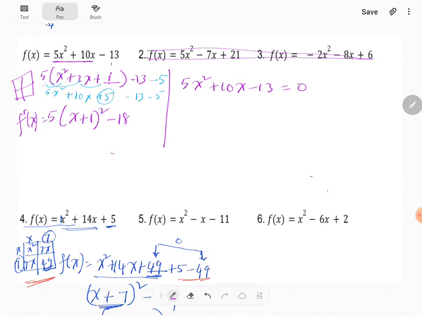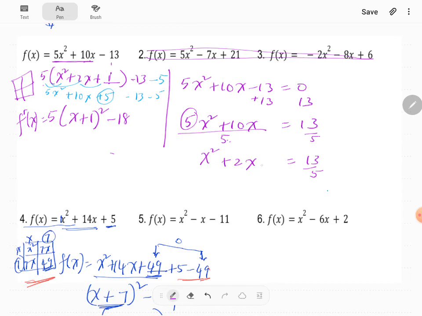Suppose it's a quadratic equation. So what would you do? You would actually first push this guy away as we did earlier. So 5x squared plus 10x equals 13. Since the leading coefficient is 5 and we want to get rid of it, divide the whole equation by 5. So that means 5 divided by 5 is just x squared, which is 1. And 10 divided by 5 is 2x equals 13 fifths.